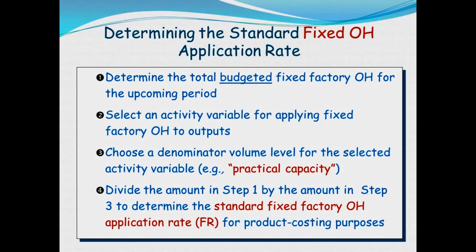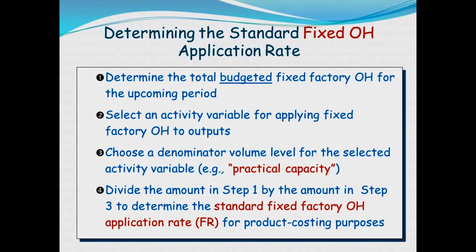For GAAP purposes, you're supposed to use something called normal capacity, which is your expected level of capacity for a reasonable medium-term time horizon of 3 to 5 years. Still plenty of room for management here. And we'll talk briefly at the end about how the use of this denominator can affect your statements, and it could be used for management purposes to make your year look better or worse. So this is an area of some accounting concern.